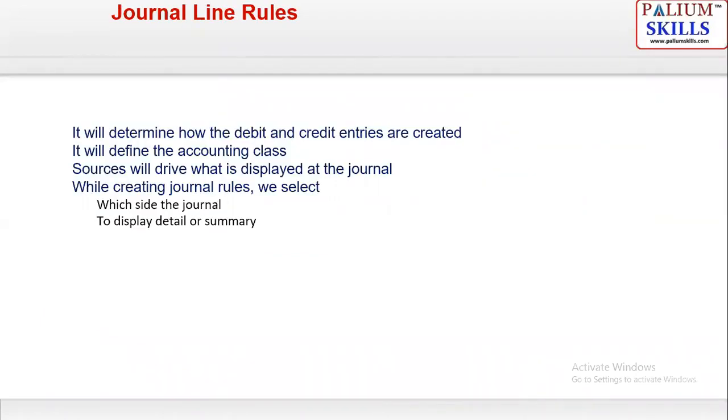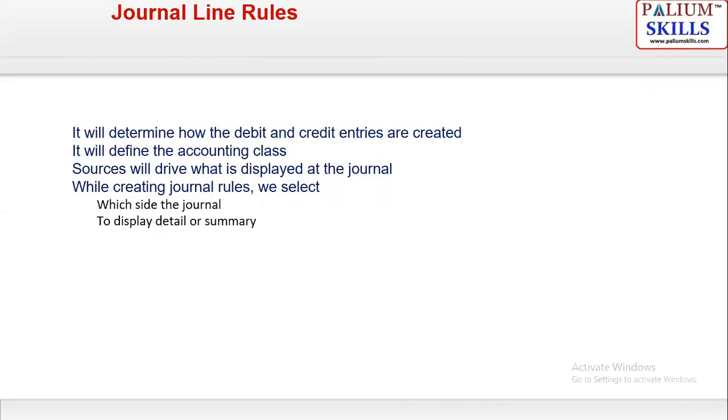Okay. So what are the journal line rules? Journal line rules will determine how the debit and credit entries are created. It defines the accounting class and the sources. Based on sources, it will display; the sources will determine what is displayed at the journal level. So when creating the journal rules, we have to select, is it a debit rule or a credit rule, and whether to display the detail or summary.